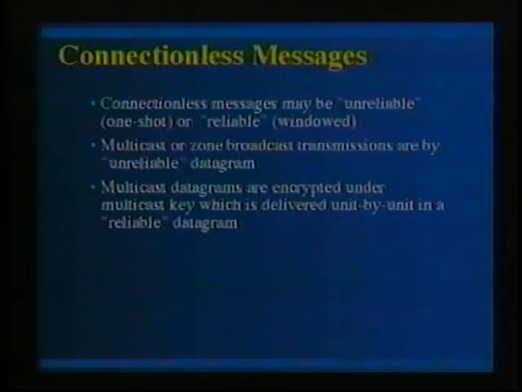The network also provides a so-called reliable connectionless service. This is somewhat analogous to the X.25 Fast Select. It's a single packet which is not associated with a connection, and its transmission is guaranteed across the air link using the windowing schemes that we've discussed earlier. For the point-to-point connectionless services, you can use either scheme depending on your application. Multicast services and zone broadcast transmissions are inherently the one-shot or unreliable service. It's assumed that the application will be repeating the information if necessary.